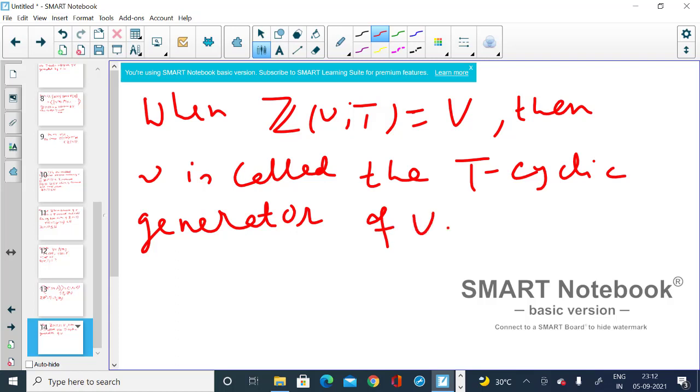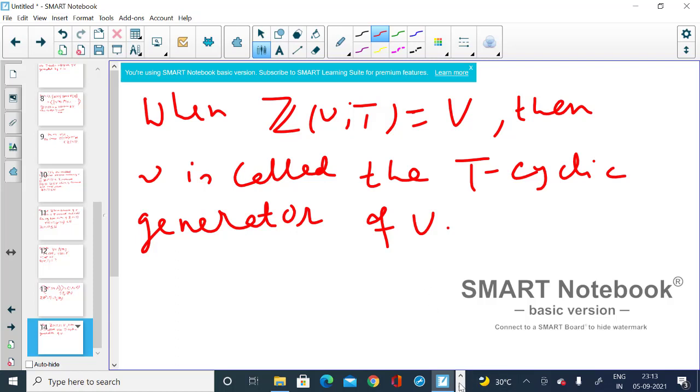Obviously, you can find out whether you have some cyclic generator or not for particular spaces. So whatever vector spaces you have done, try to find out, start with some operator T, and find out whether with this operator you have some cyclic vector that generates V. Okay, so far so good.